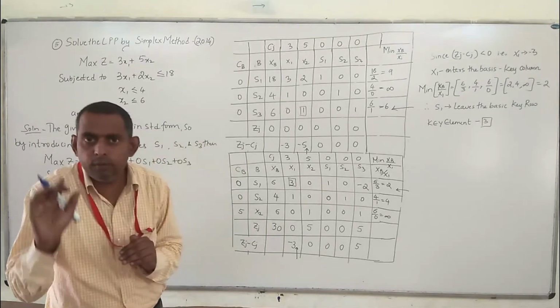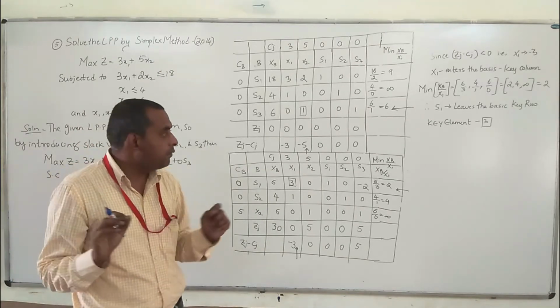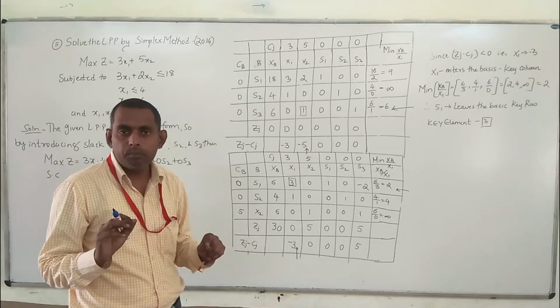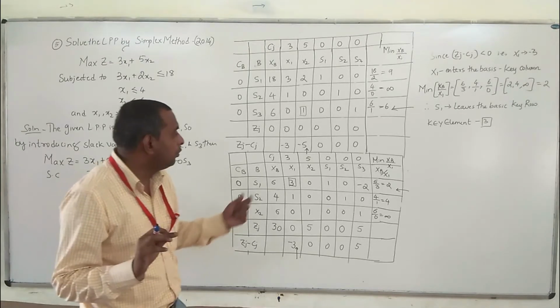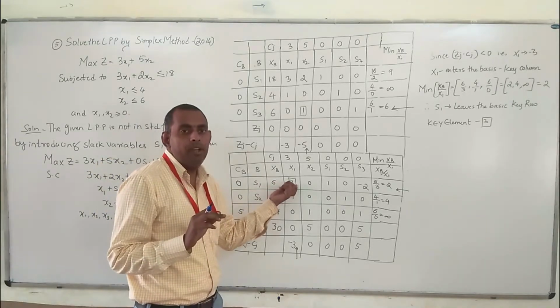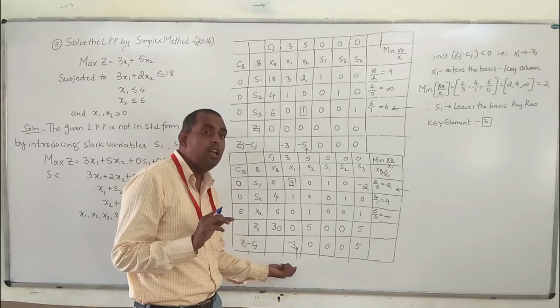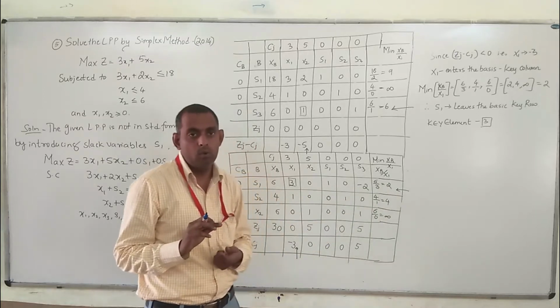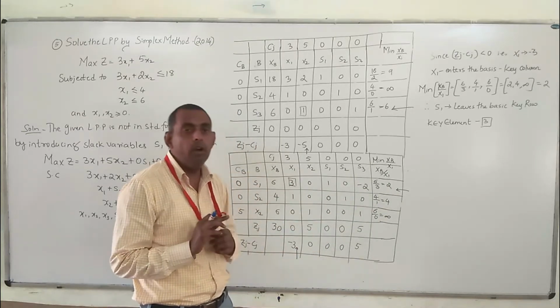So while going for the next simplex table, I have a small repetition. Fine. So what is the repetition? To find the key element, we need to first find the key column, then we need to find the key row. So the intersection of these will give you the key element.